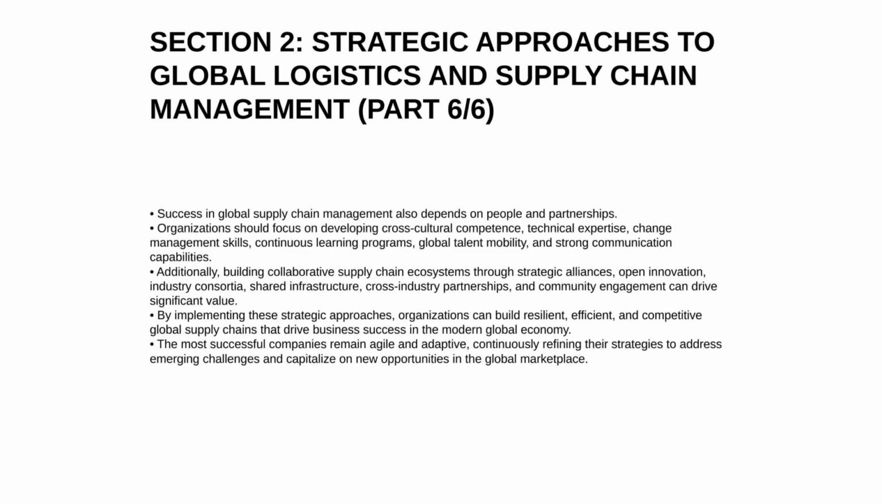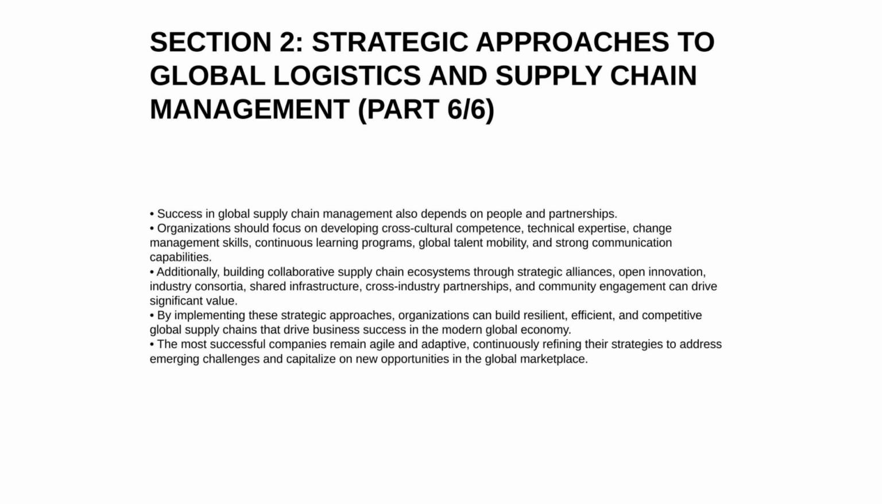Talent management and collaborative ecosystems. Success in global supply chain management also depends on people and partnerships. Organizations should focus on developing cross-cultural competence, technical expertise, change management skills, continuous learning programs, global talent mobility, and strong communication capabilities. Additionally, building collaborative supply chain ecosystems through strategic alliances, open innovation, industry consortia, shared infrastructure, cross-industry partnerships, and community engagement can drive significant value.